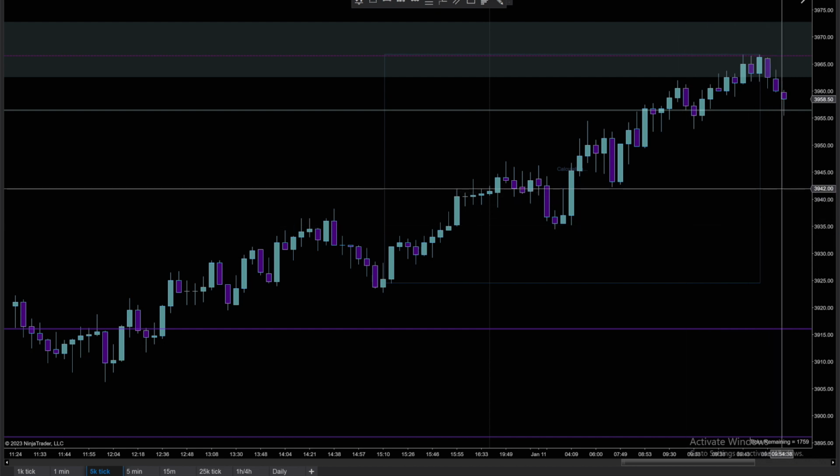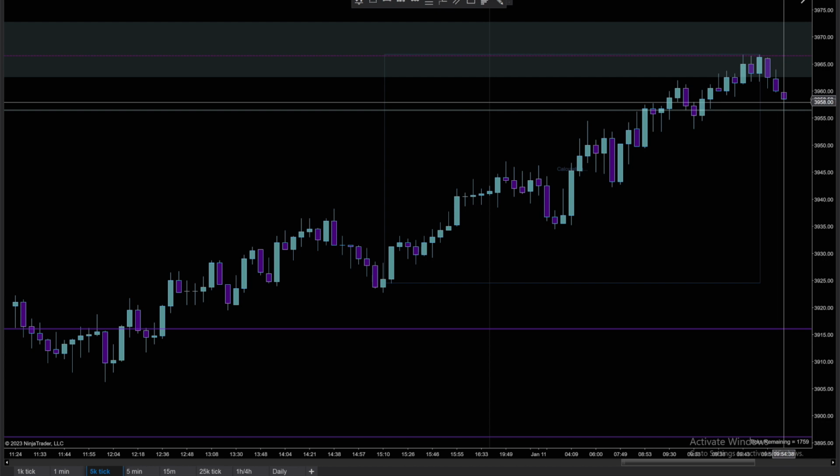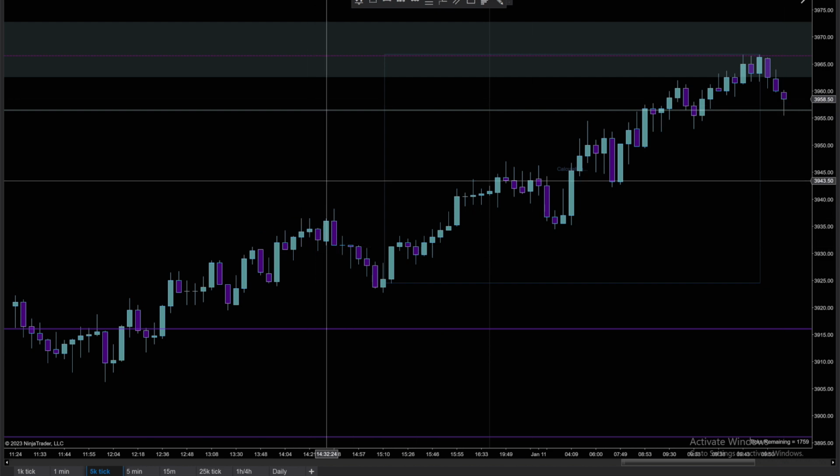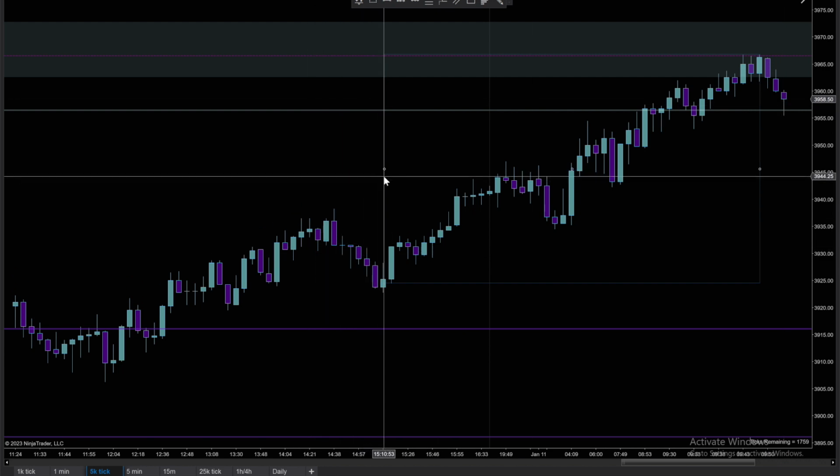So this, by the way, I have the chart queued up here to about 9:54. So this was this candle right here. This is a 5,000 tick chart, and this is at 9:54 and 38 seconds. So it's right around the time that I sent that post out.